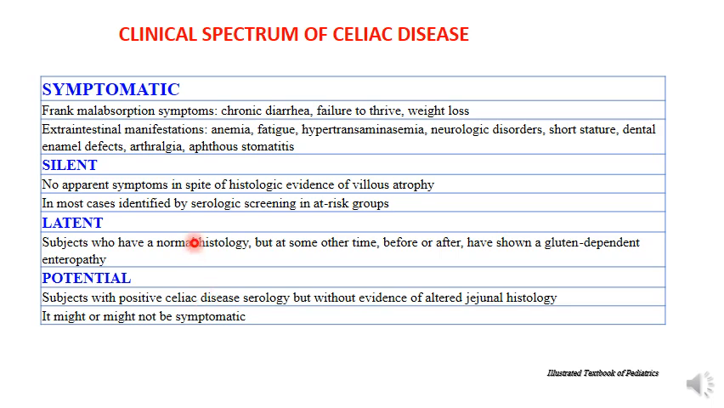So latent and potential may have normal histology. Here they have a positive celiac screen, but without evidence of altered histology. In latent, they have normal histology, but over time, before or after, have shown gluten-dependent enteropathy. They will have it in the future. Potential might or might not be symptomatic. So the subject has positive serology with normal or no evidence of altered histology, so I call it potential.